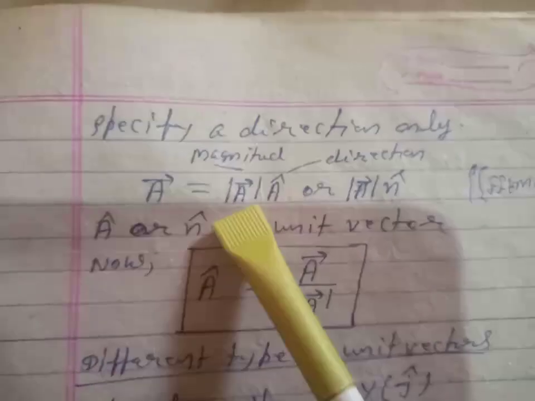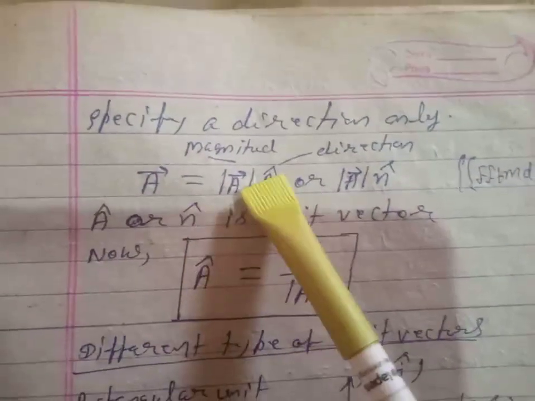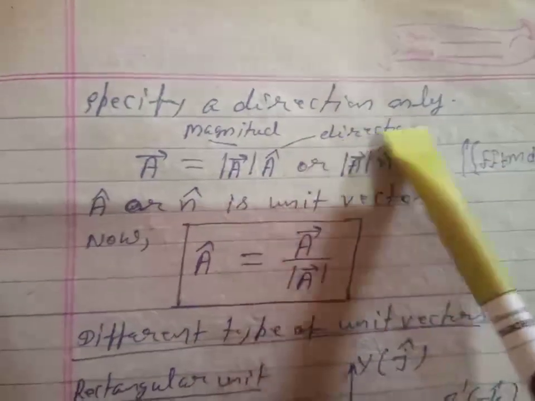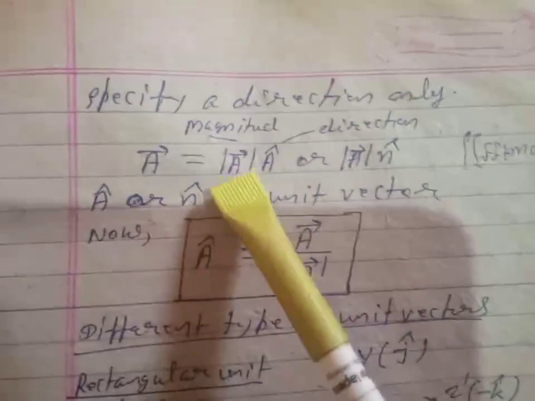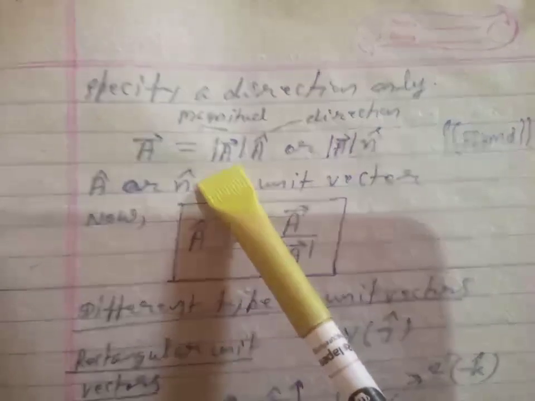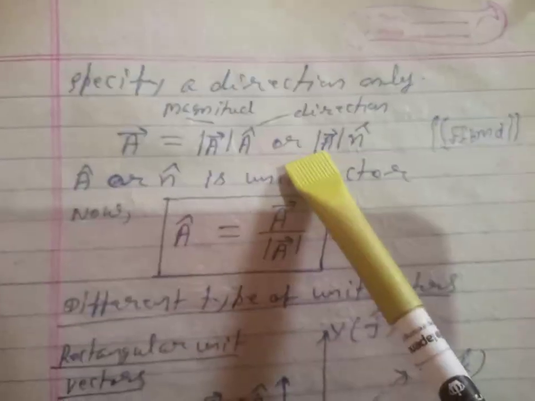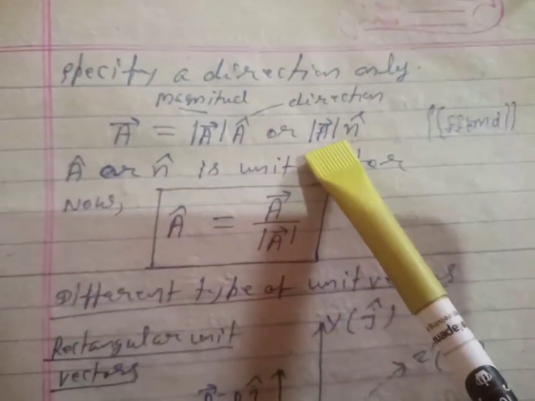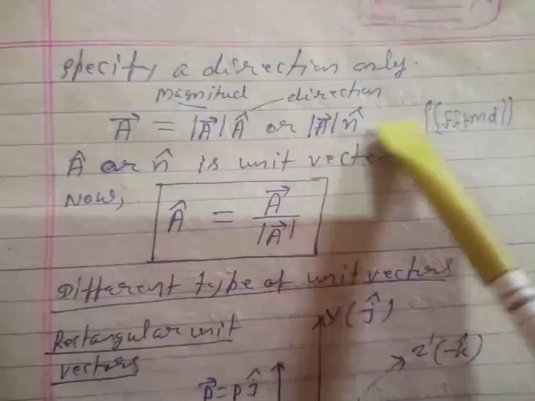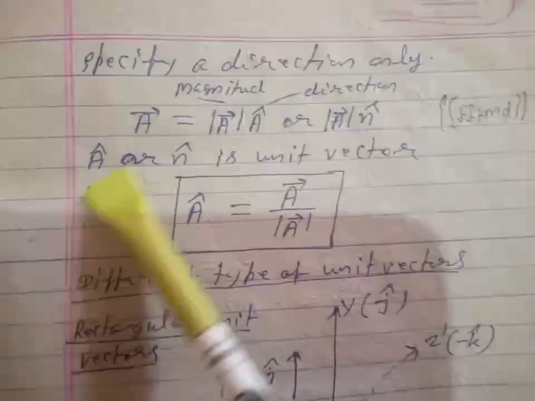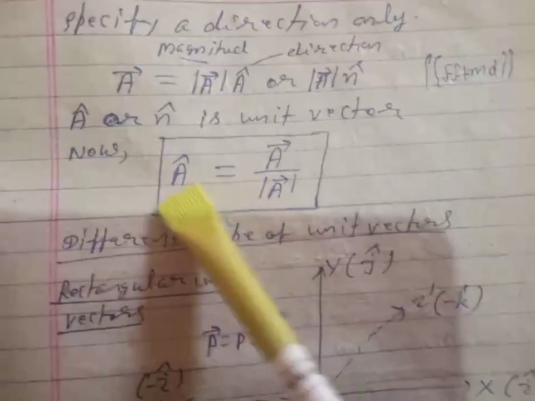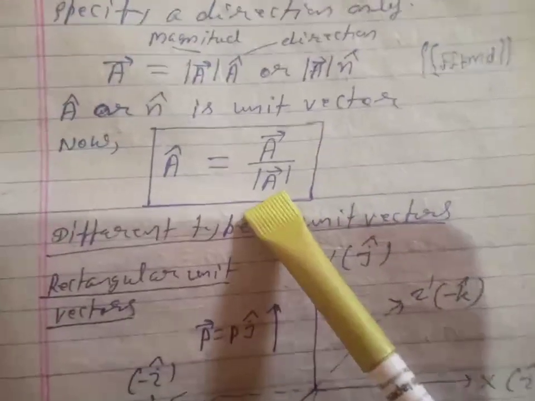That is, A vector equals mod A vector times A cap, where A cap represents direction, or unit vector, and mod of A represents the magnitude of the A vector. Or it can be written as mod A vector times n cap, where n cap is also a unit vector. Now A cap can be written as A cap equals A vector by mod A vector.